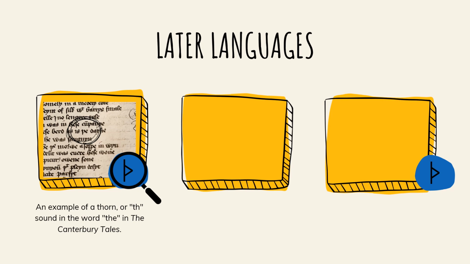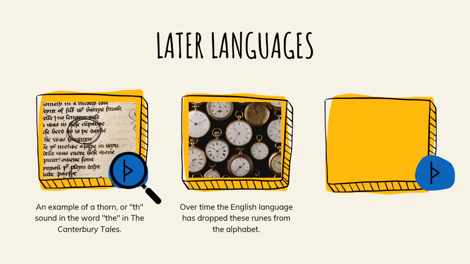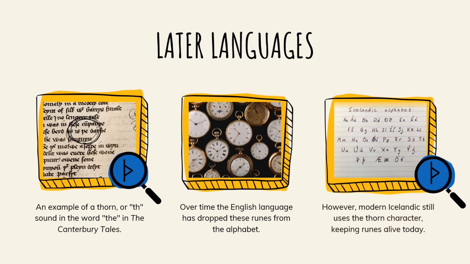On this slide you can see an example of a thorn character used in a famous Middle English poem, The Canterbury Tales. It was written hundreds of years after the Vikings stopped using only runes to write. Over time these runes were dropped from the English alphabet. In some languages, like modern Icelandic, this symbol is still a part of the written language, so the Viking runic legacy has not disappeared completely.